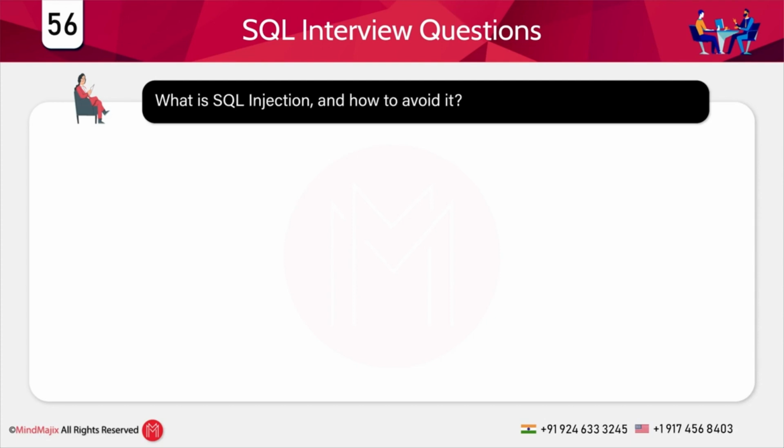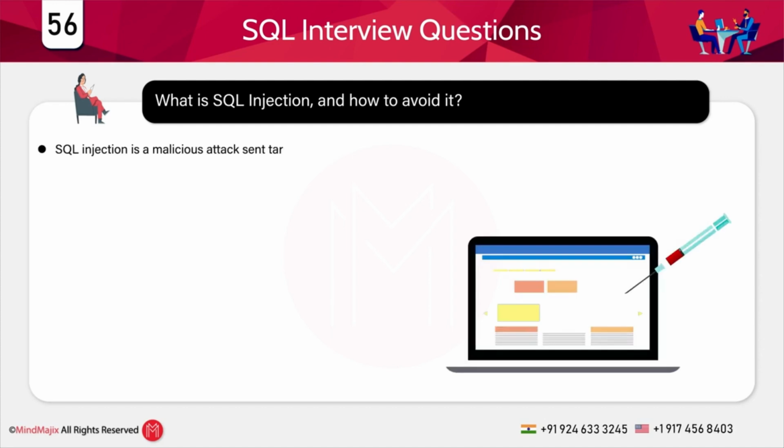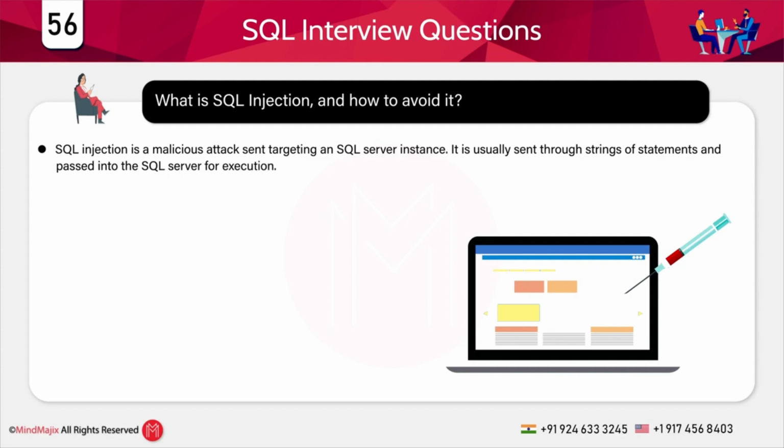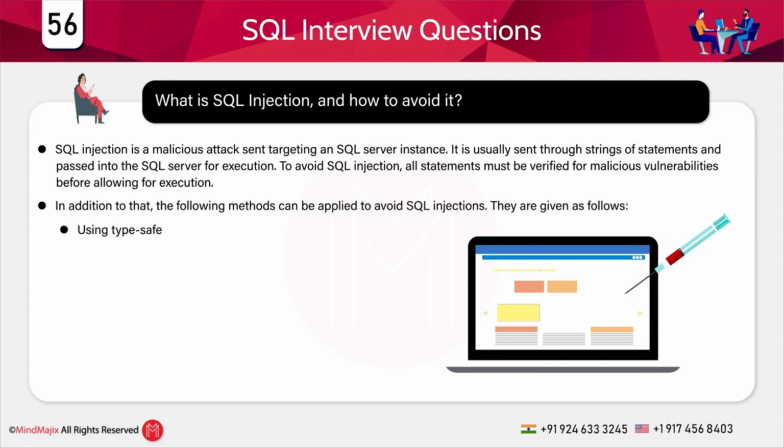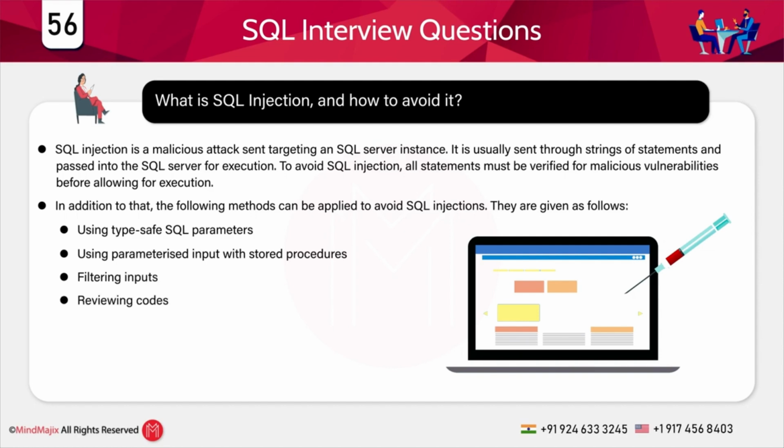The next question over here is, what do you mean by SQL injection and how can you avoid it? SQL injection is a malicious attack sent targeting a SQL Server instance. It is usually sent through strings of statements and passed into SQL Server for execution. To avoid SQL injection, all the statements must be verified for malicious vulnerabilities before allowing for execution. In addition, the following methods can be applied: using type-safe SQL parameters, using parameterized input with stored procedures, filtering inputs, reviewing code, and wrapping parameters. These are some of the techniques which you can use to avoid SQL injections.